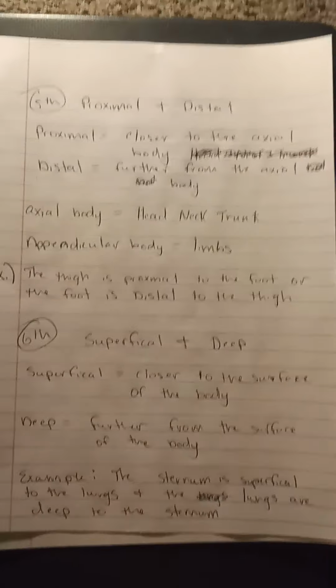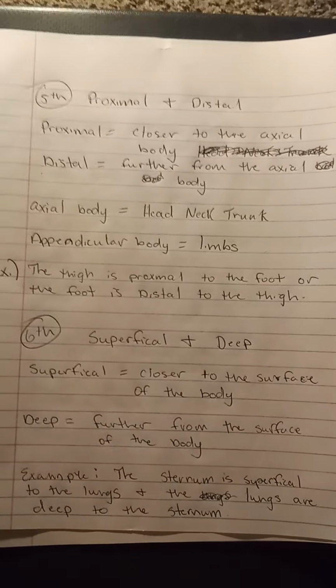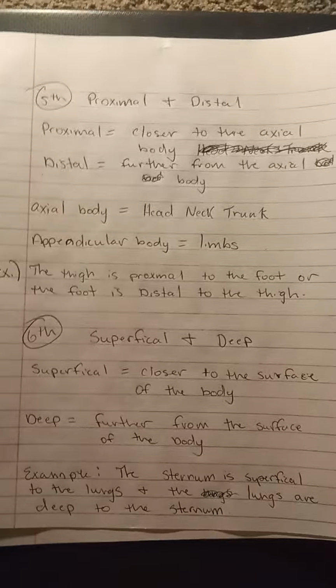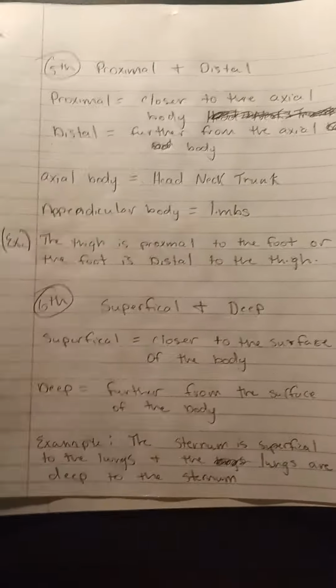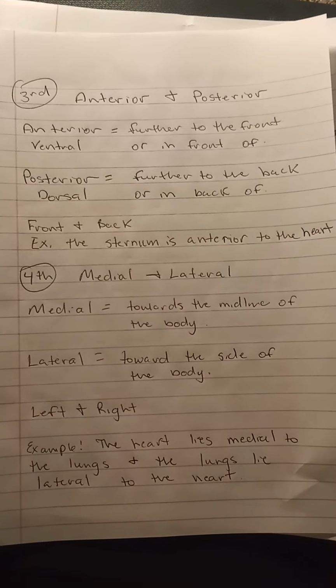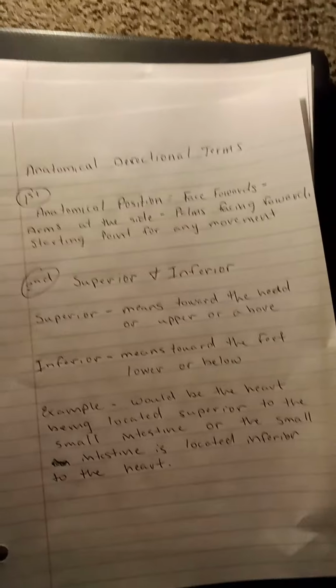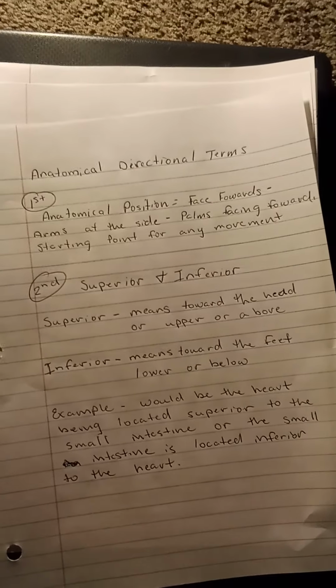So those are just some terms that can be used when speaking about anatomical directions, which we have: superficial and deep, proximal and distal, medial and lateral, anterior and posterior, and superior and inferior. So those are just some anatomical directional terms.